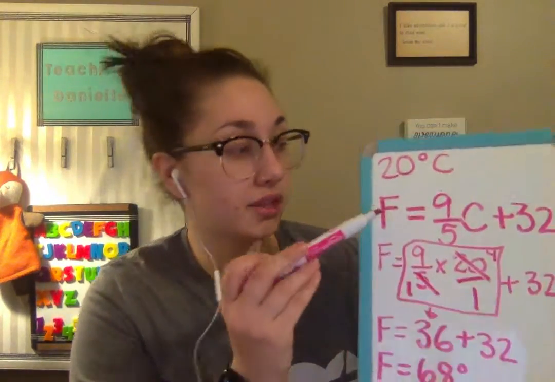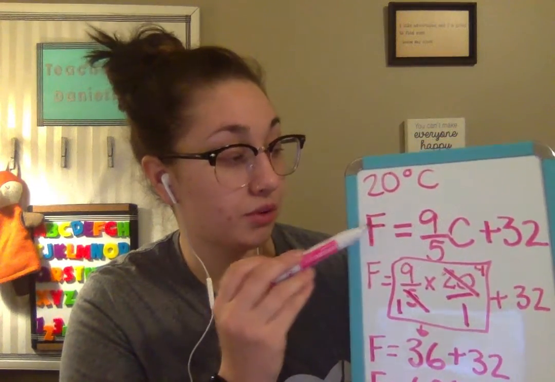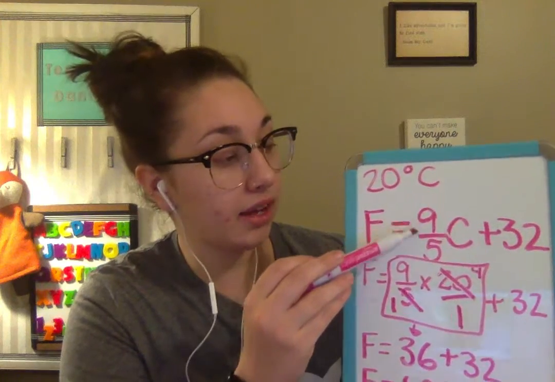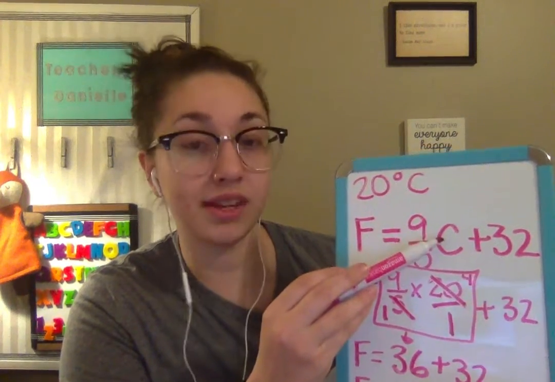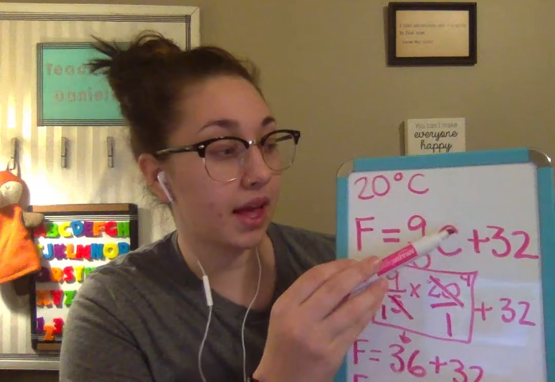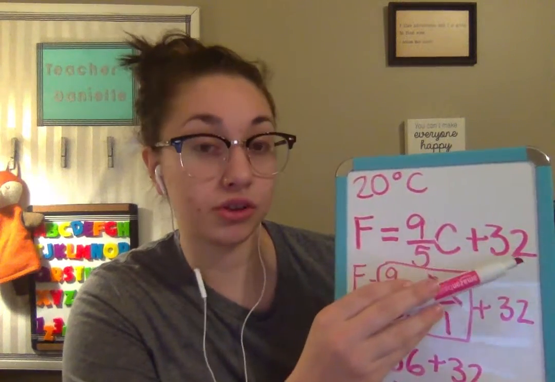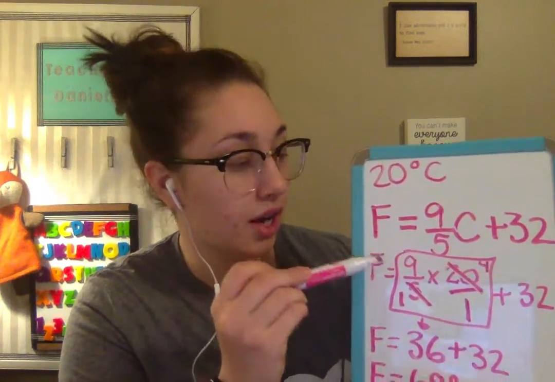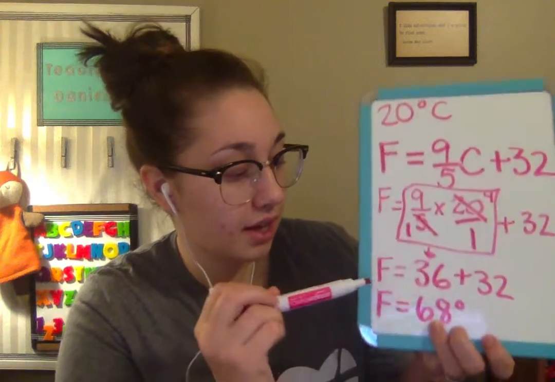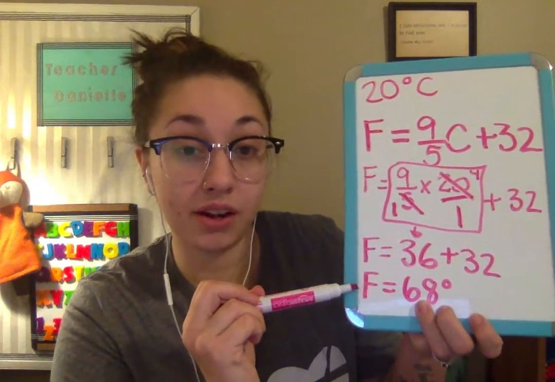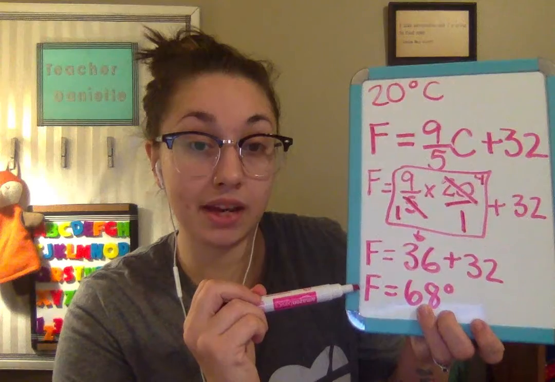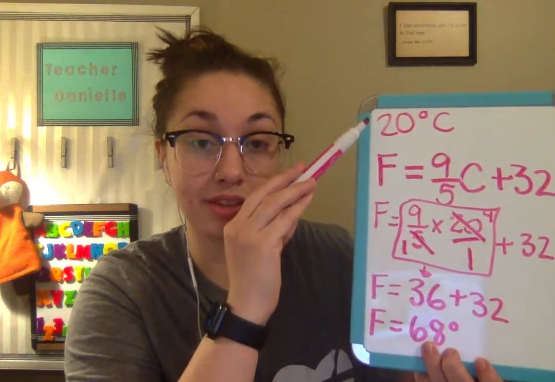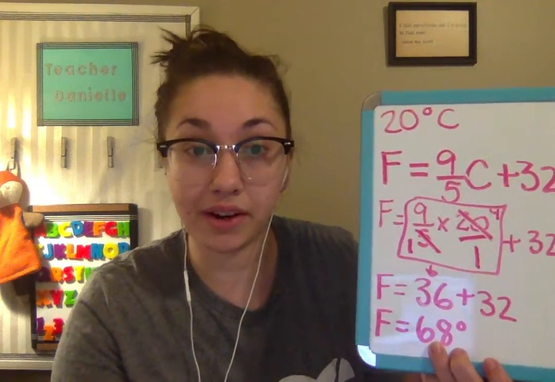So whenever I'm reading this equation, I see Fahrenheit is going to equal 9/5 times the Celsius temperature number that I'm given, and then that answer added by 32 will give me this Fahrenheit temperature. I solve through these steps, and then I see down here my answer when I've got it all said and done is that the Fahrenheit temperature equivalent of 20 degrees Celsius is 68 degrees Fahrenheit.